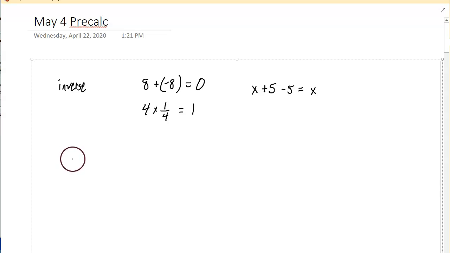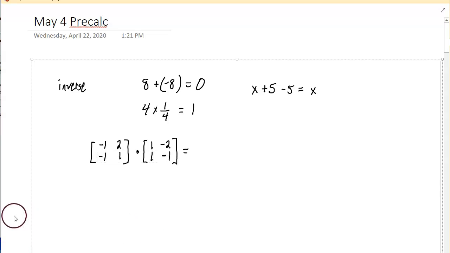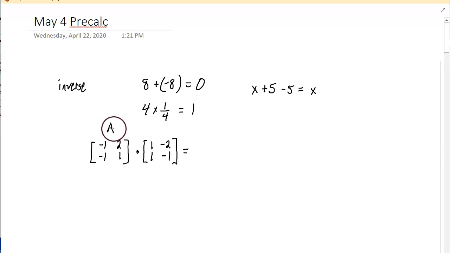Inverse matrices are two matrices that multiply together to create the identity matrix, just like multiplicative inverses are two numbers that multiply together to create the multiplicative identity 1. Here's an example of that. Here is a 2 by 2 matrix. Maybe this matrix is represented with a capital A. It's being multiplied by this other 2 by 2 matrix. Maybe that's represented with capital B. Are A and B inverses? To be inverses, when you multiply them, it must create the identity matrix.